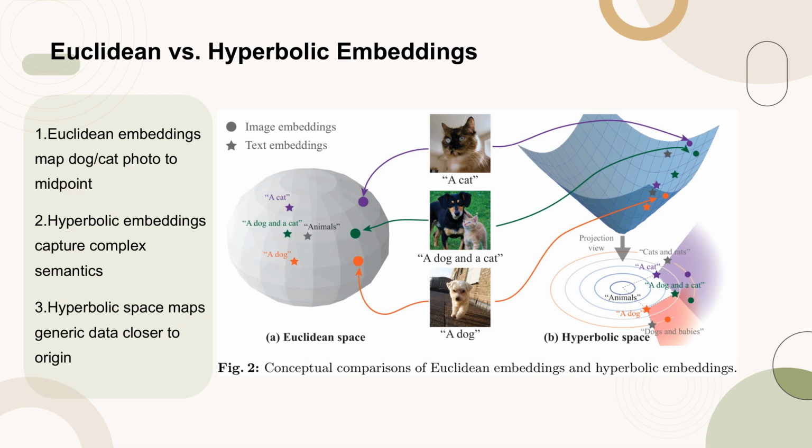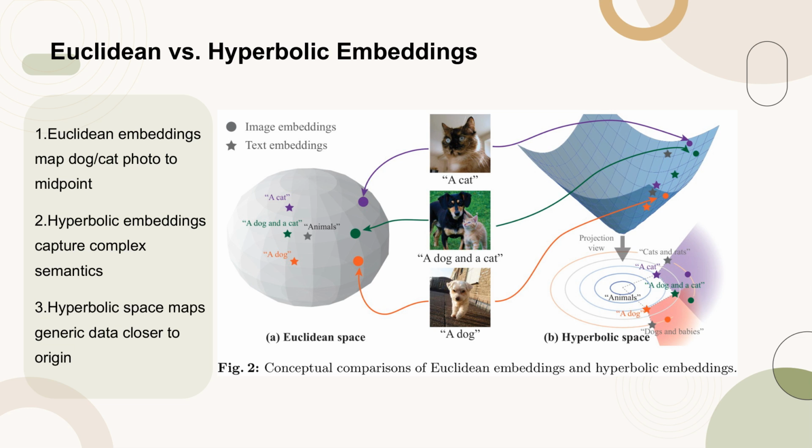Figure 2 provides a conceptual comparison between Euclidean embeddings and hyperbolic embeddings. In Euclidean space, as shown in A, the dog and cat photo is mapped to the midpoint between the embeddings of a dog and a cat. This is because the photo should be matched with both dog and cat embeddings. However, this mapping does not fully capture the complex semantic meaning. In contrast, hyperbolic embedding space, as shown in B, can represent more complex information. It maps more generic data points closer to the center point in hyperbolic space.